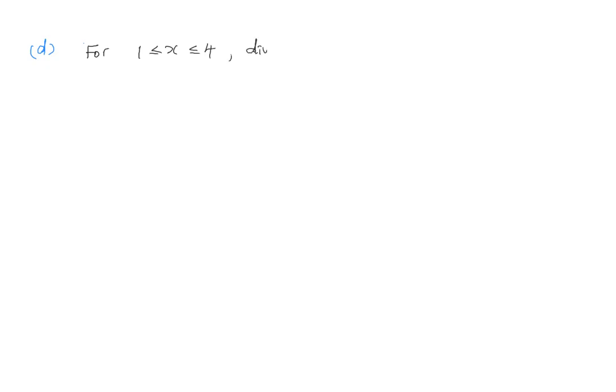divide into more rectangles of equal width. You get 1 mark. So if you miss out anything of this, you get 0 mark.